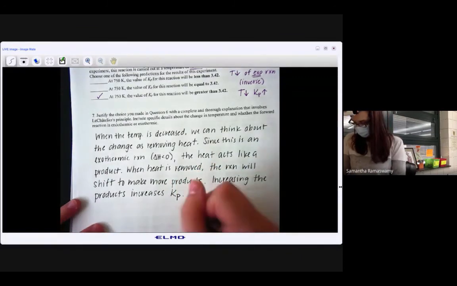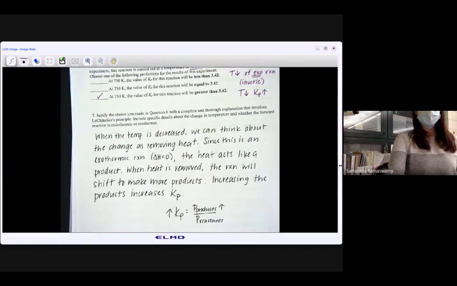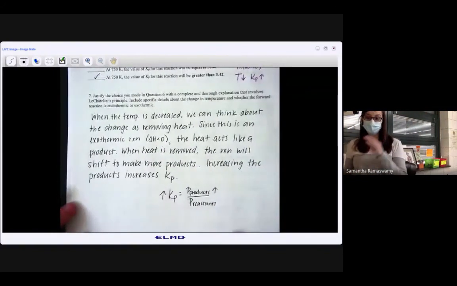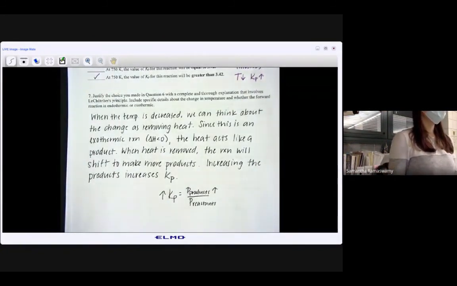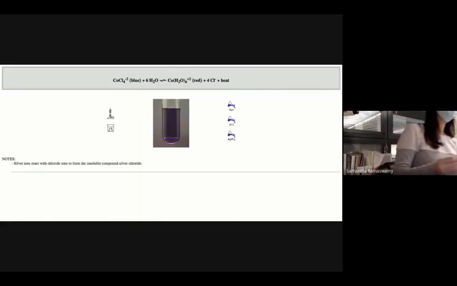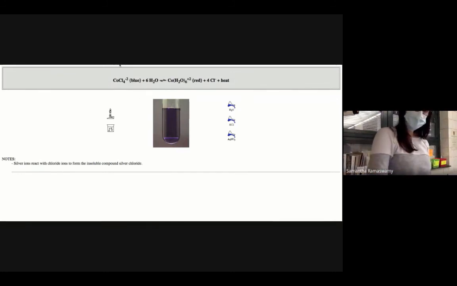All right, and if you want to just show a quick pressure of the products over pressure of reactants. So the reason that we don't use Q versus K here is because when you change temperature, you are changing K. There's no Q versus K here. K is actually changing.